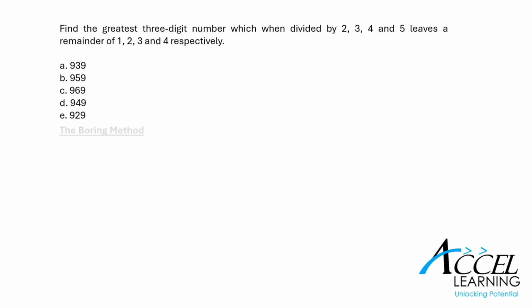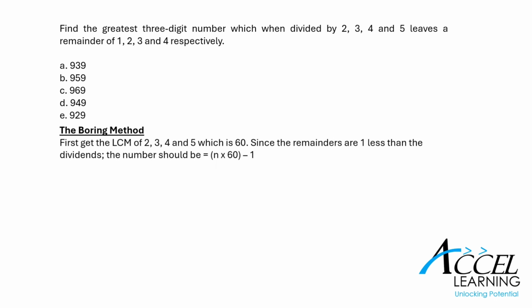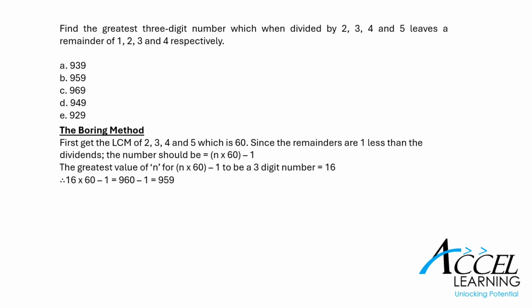So, the boring method. First, get the least common multiple of 2, 3, 4, and 5, which is 60. Since the remainders are 1 less than the divisors, the number should be equal to n times 60 minus 1. The greatest value of n for n times 60 minus 1 to be a three-digit number is equal to 16. Therefore, 16 times 60 minus 1 equals 960 minus 1 equals 959. Therefore, the answer is letter B. And the estimated time to arrive at the answer is 75 seconds.